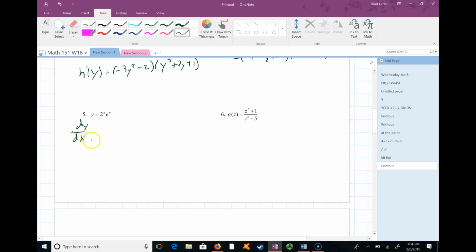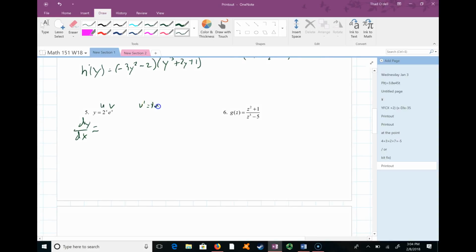So dy dx. In this case, I've got to use the product rule, so I have a u and a v here. The derivative of u would be ln 2 times 2 to the x, and the derivative of v would be just e to the x. So then here I want u v prime plus v u prime.